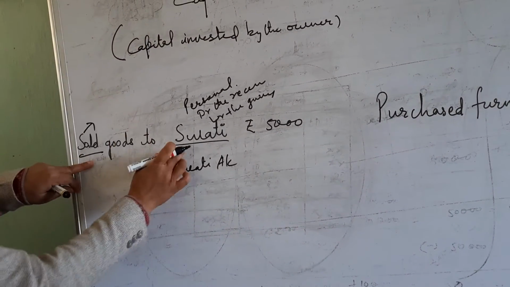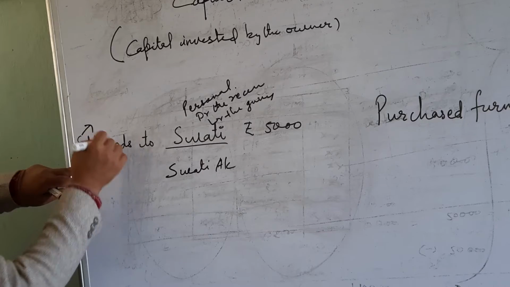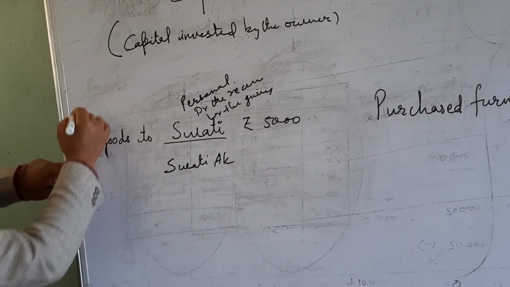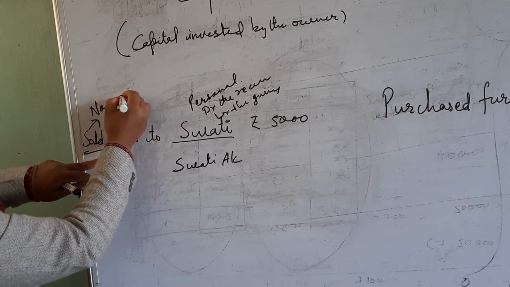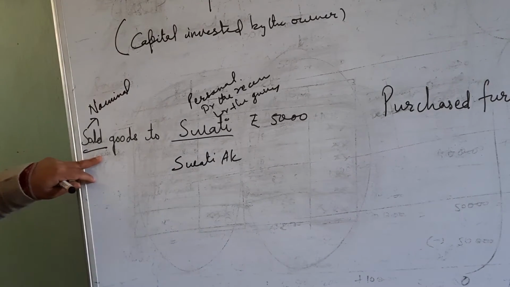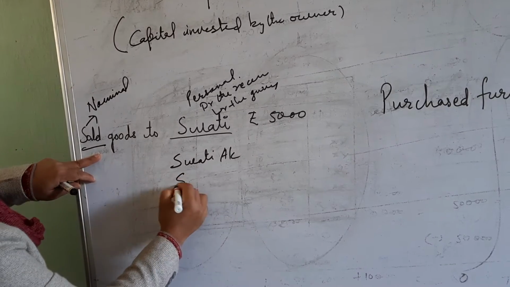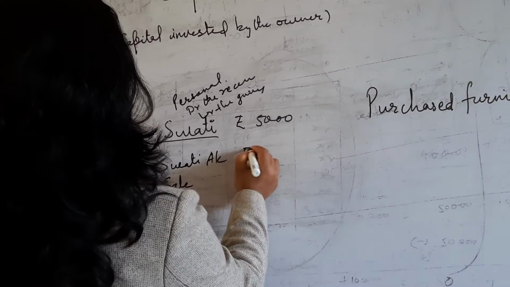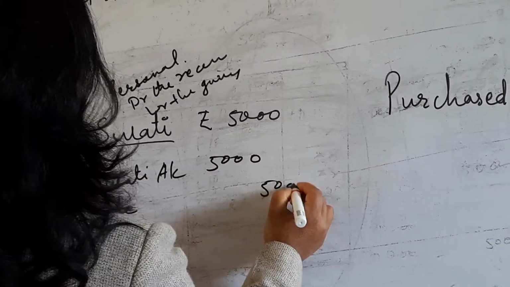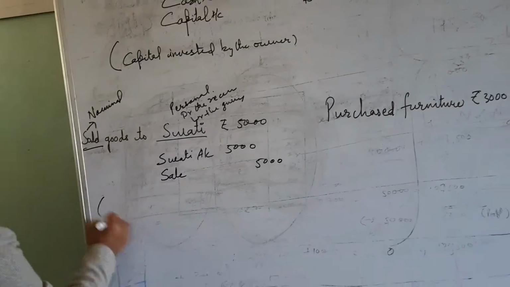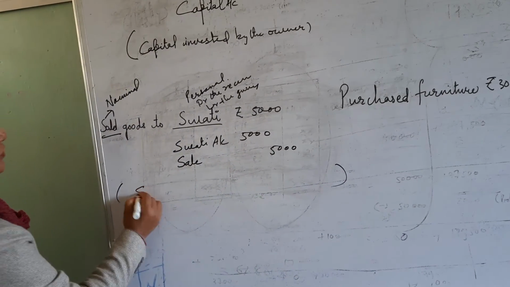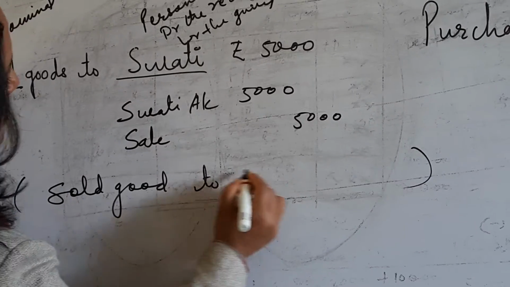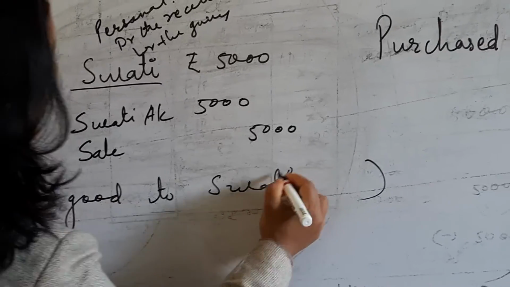This Swati is related to the personal rule, but this sale is related to which rule? Nominal. The nominal rule says debit all expenses and losses, credit all income and gain. So we write here sale. Then we write the amount, that is 5,000, here also 5,000. Now let's write the narration. What will be the narration? Sold goods to Swati. This will be the explanation.